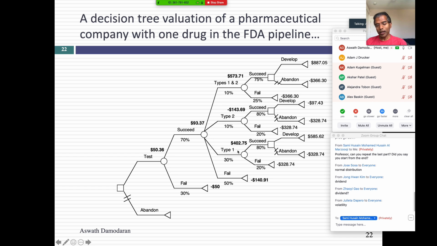If it's good for type 1, it's 402 million. So I've got my expected values, and I take my expected value today, the value that I get for developing this drug, rolling all the way through the tree, is 50.36 million. Don't worry, I'm not going to ask you to do this on the final exam. But again, doing this is not difficult, it's tedious. You've got to work through it a step at a time, you've got to attach probabilities.